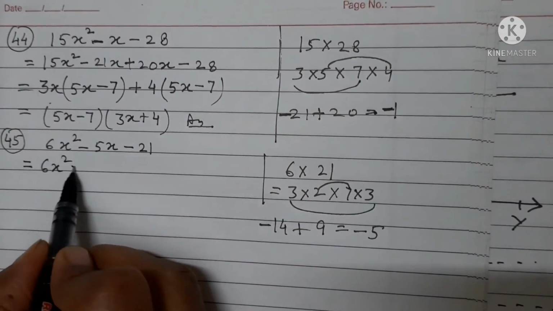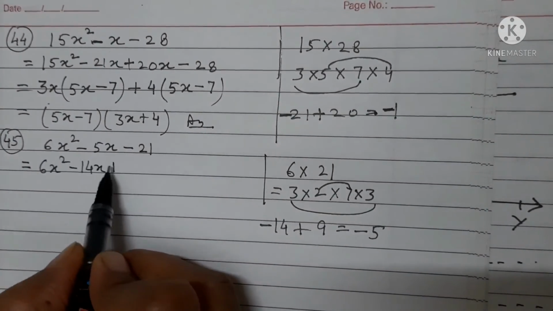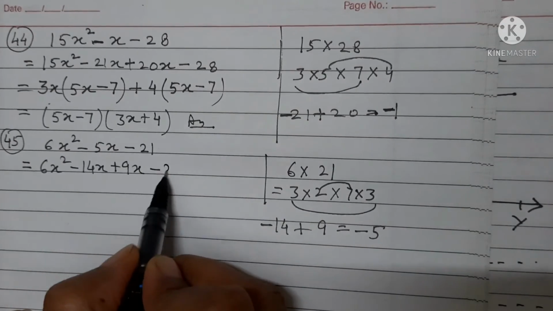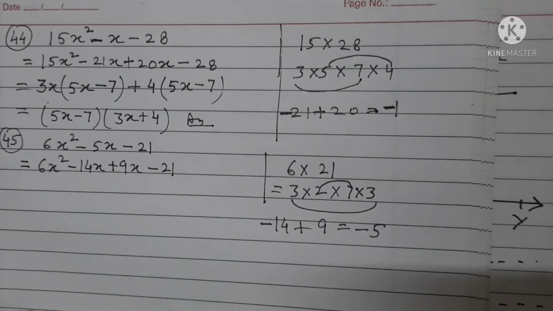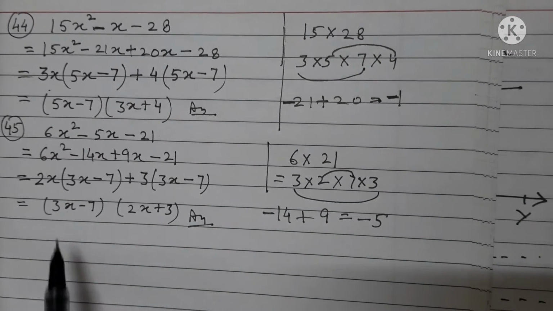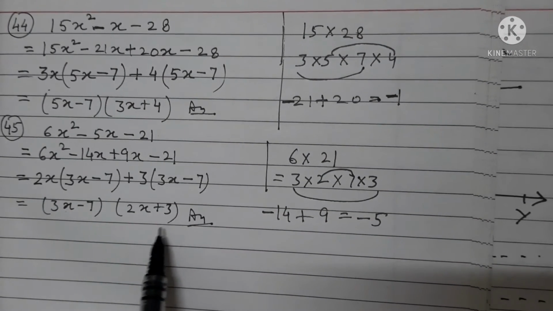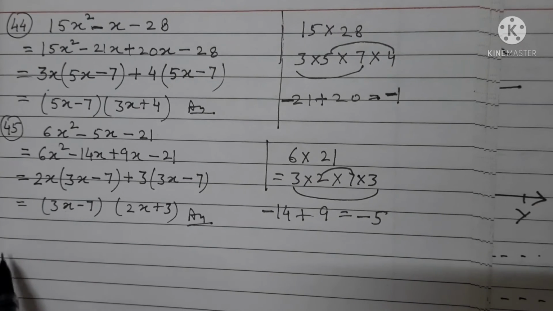6x square minus 14x plus 9x minus 21, and take common and try it. Now check the solution and get the answer. Next question number 46.